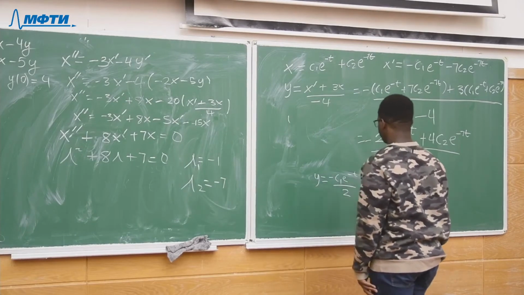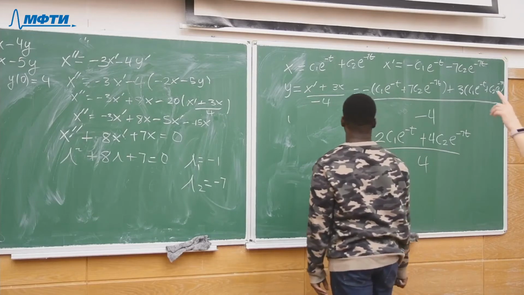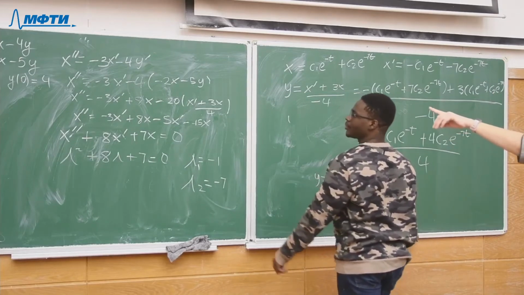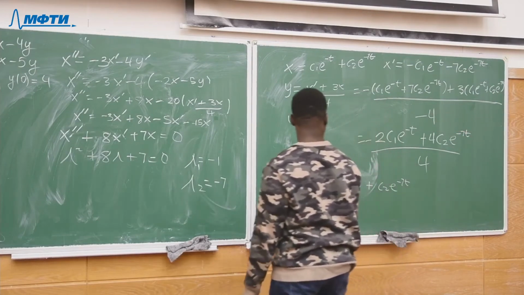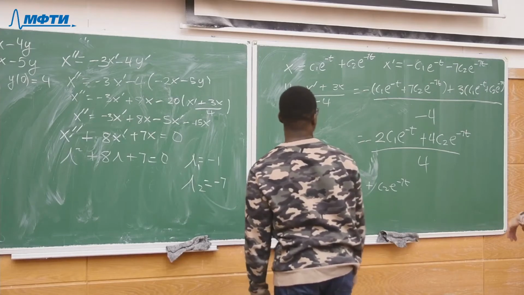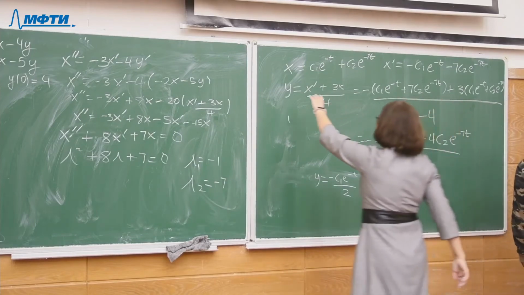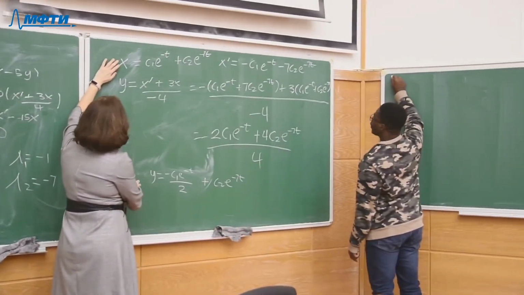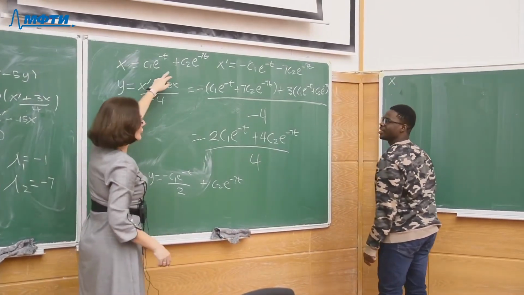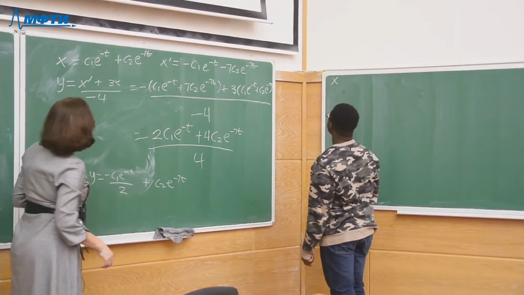And after this, you should substitute initial conditions. Look there, x of 0 equals 1 and y of 0 equals 4. You may use this part. So you have a general answer for x and for y. And if you substitute 0 for t, you will write the system of equations, of course.